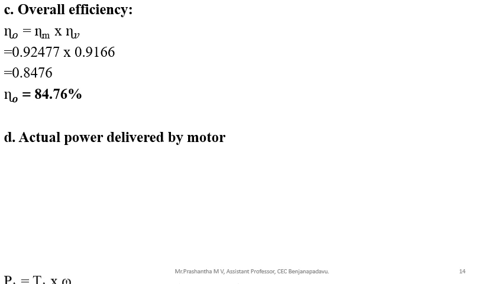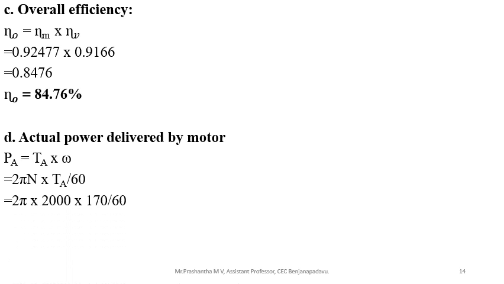And last sub-question, that is actual power delivered by motor. Here actual power, we have an equation, actual power equal to torque into angular velocity. Here angular velocity formula is 2 pi n divided by 60. Actual torque we have, n we have, substitute the values in this equation.